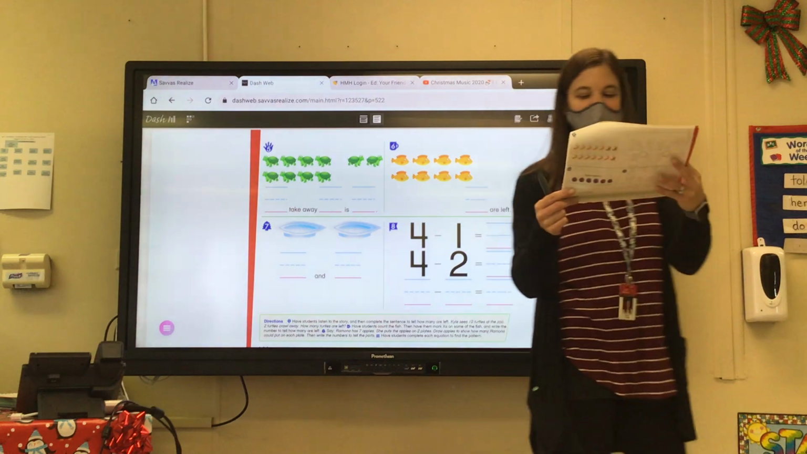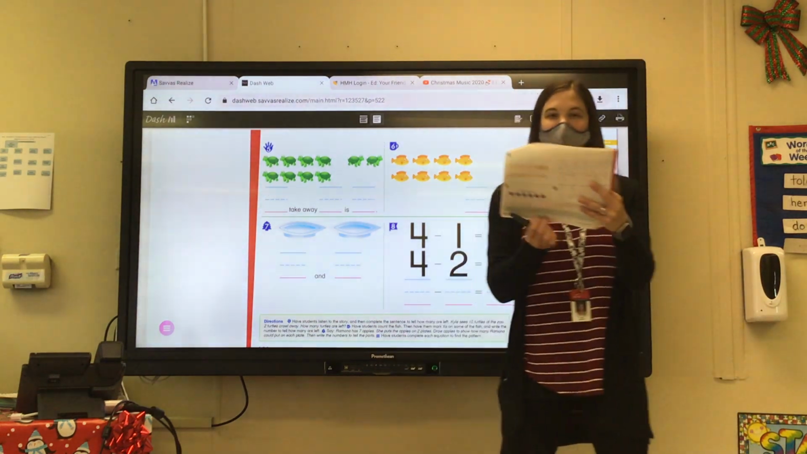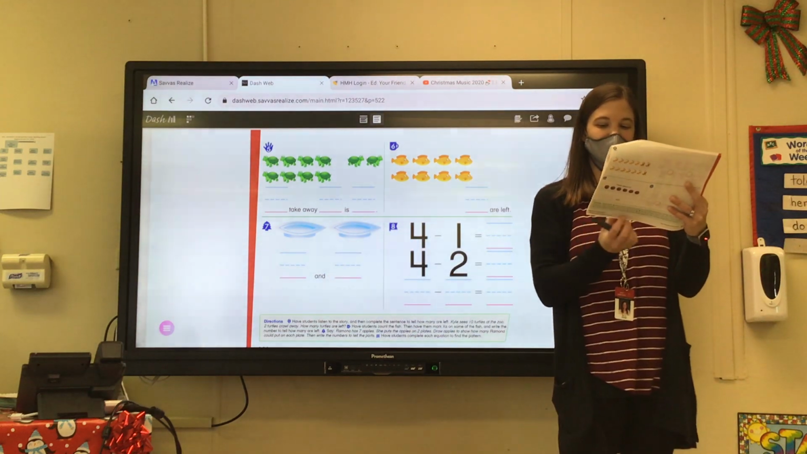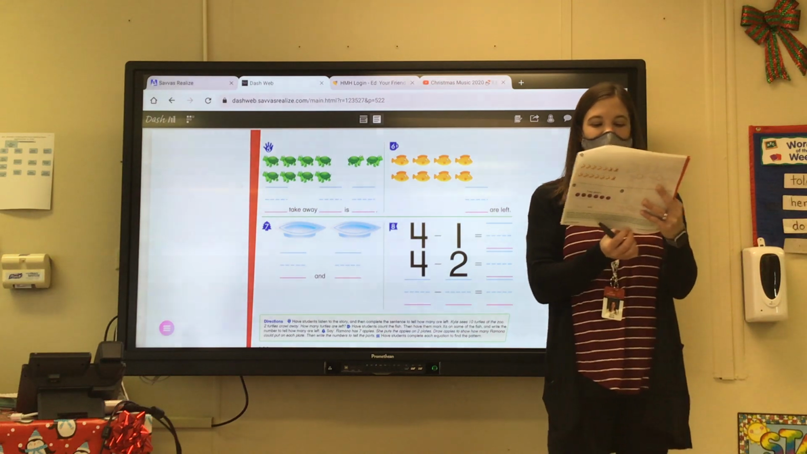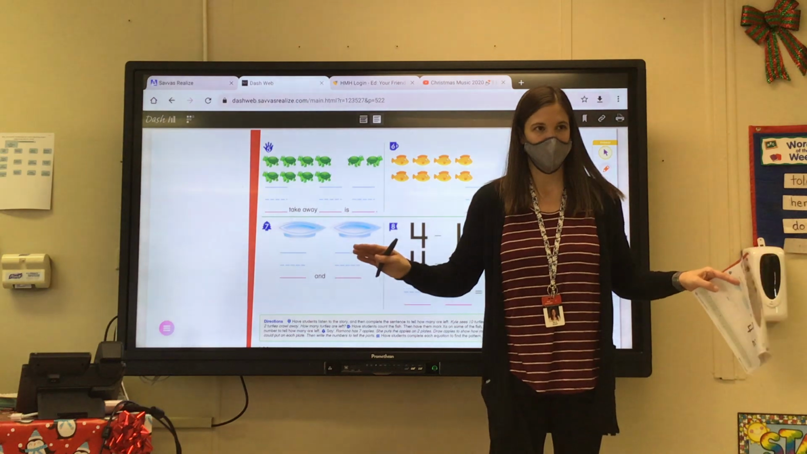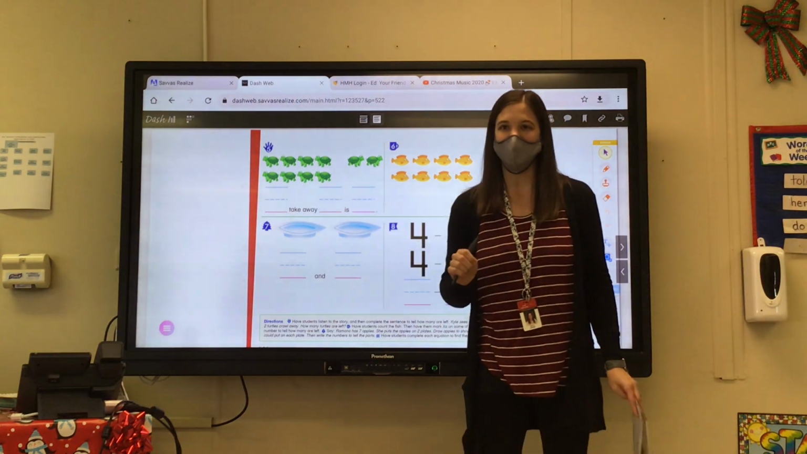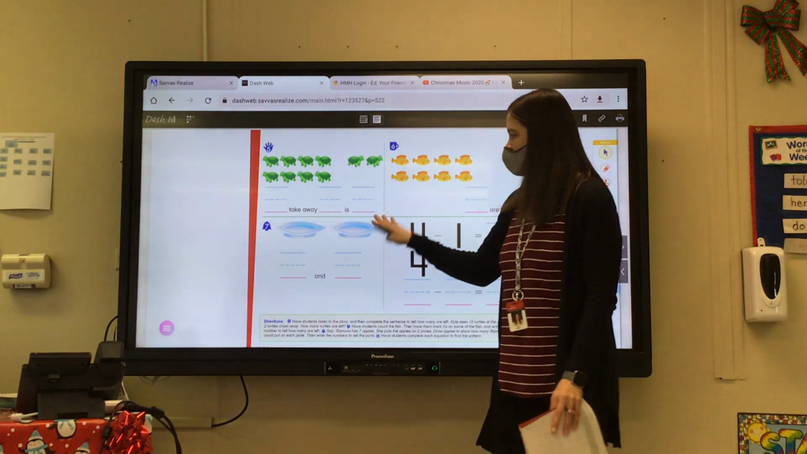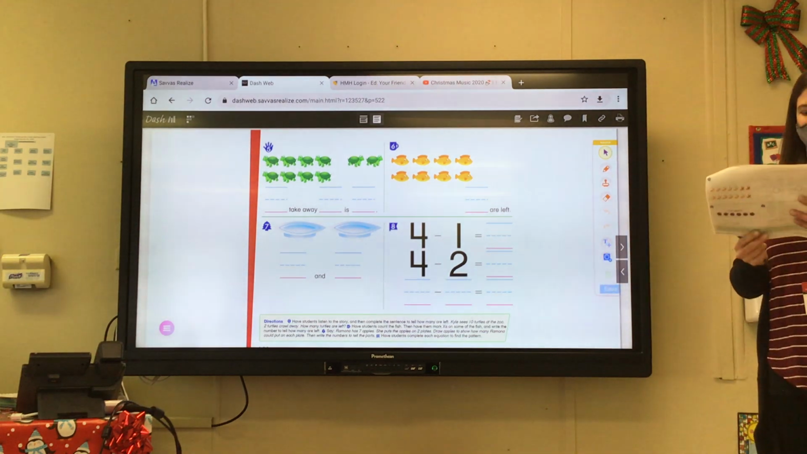Ramona has 7 apples. She puts the apples on 2 plates. Draw apples to show how many Ramona could put on each plate. And then write the numbers to tell the parts. Okay, so remember she has 7 apples. So between the 2 plates, you have to have a total of 7 apples. So go ahead and draw some apples on one plate and some apples on the other plate to make a total of 7. So we can't have any empty plates, right?